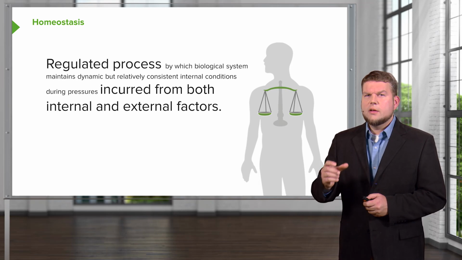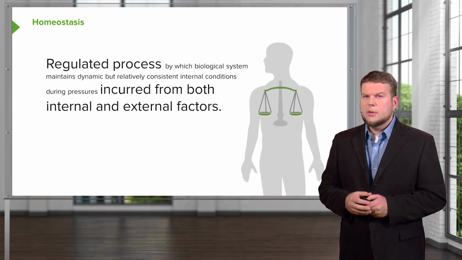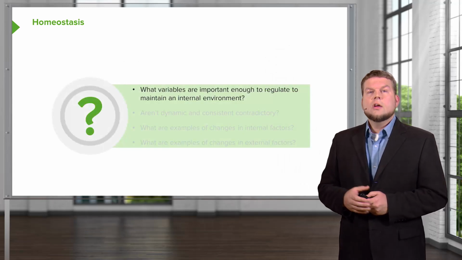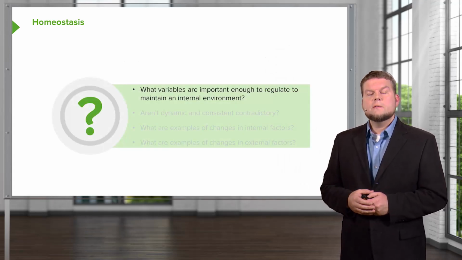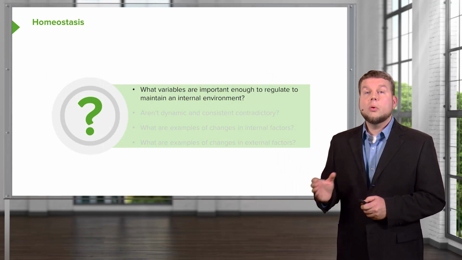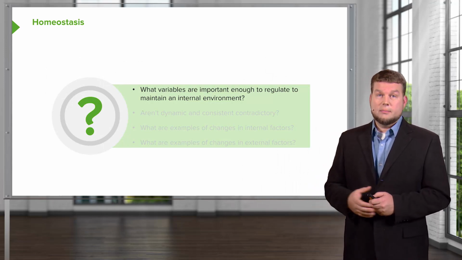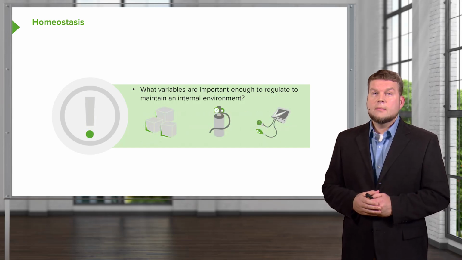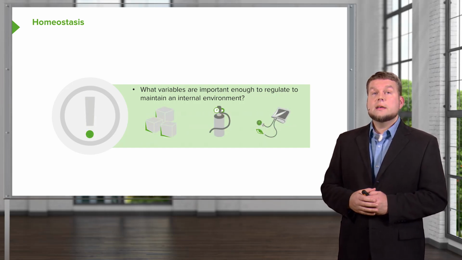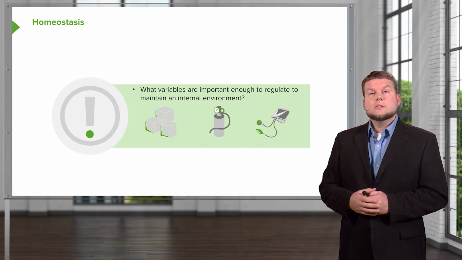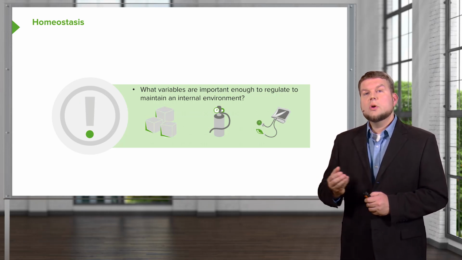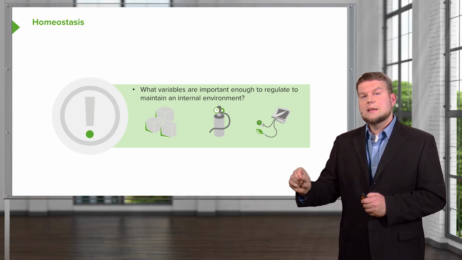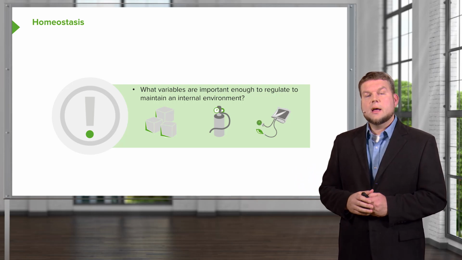So let's delve through each of those processes a little bit more so we understand what this definition is. First thing to think about is what variables of the body are important enough for you to actually regulate them. If you think about this for a couple seconds, one of them that comes to my mind is glucose. So you need to regulate the amount of glucose in the blood so that an optimal amount is delivered to each of the cells in the body.